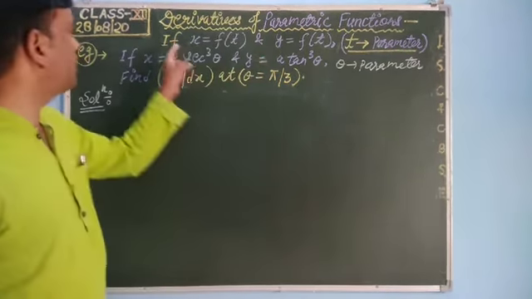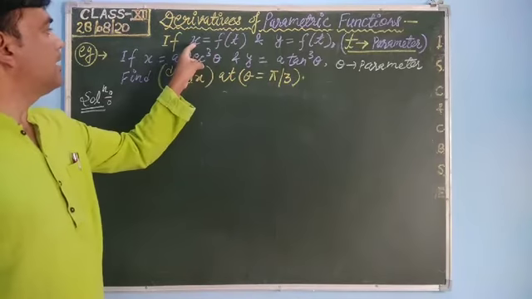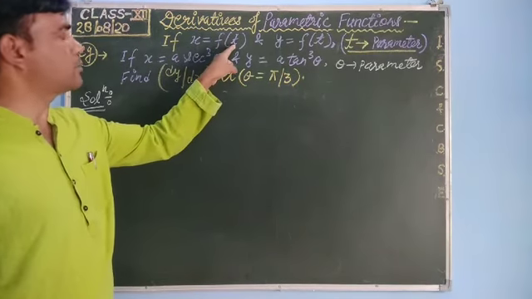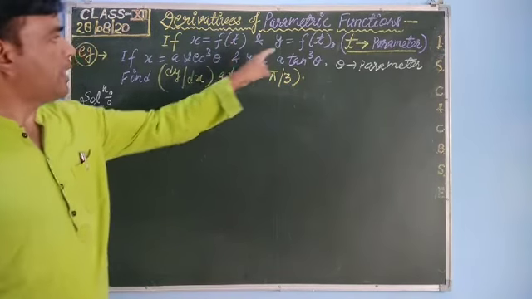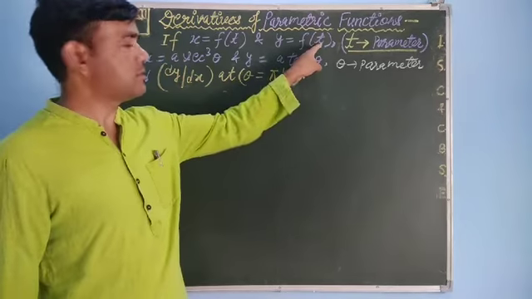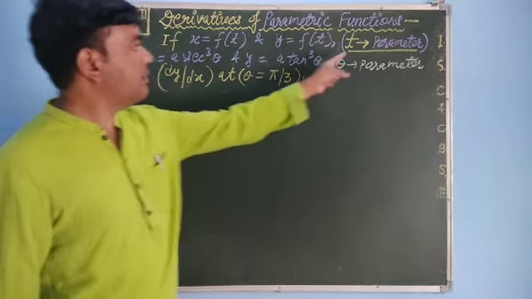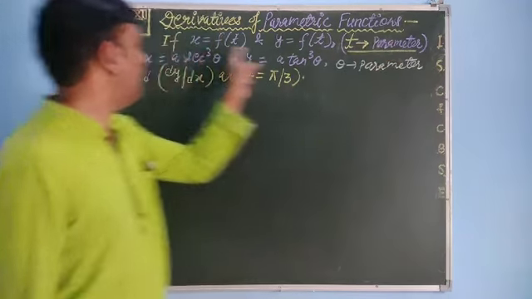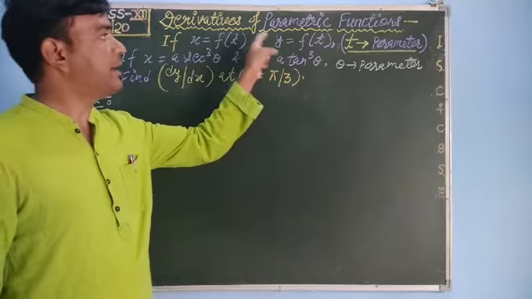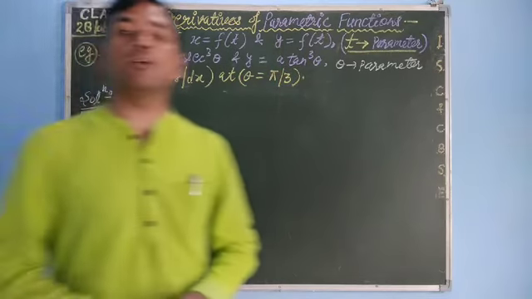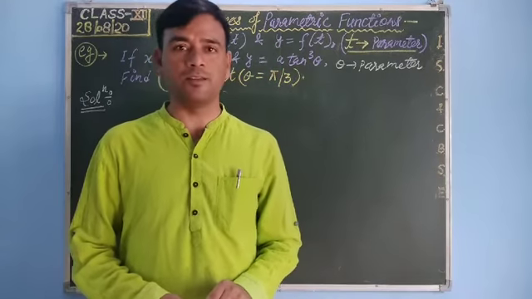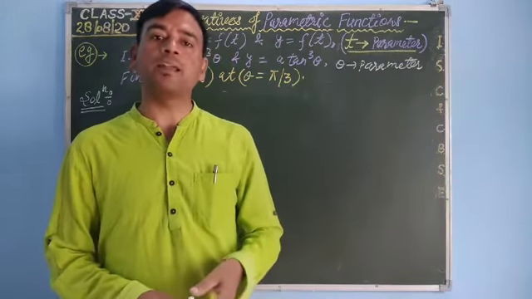For an example, suppose x is equal to f(t). It means x is expressed in terms of a variable t and y is also expressed in terms of t. Then t is called a parameter and x and y are called parametric functions. Now the question is how to find the derivative of such parametric functions.